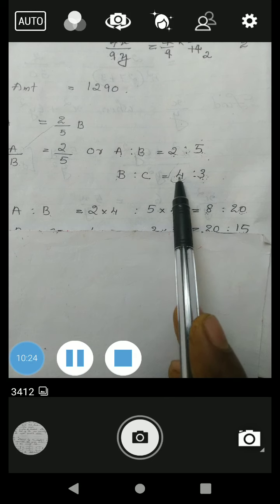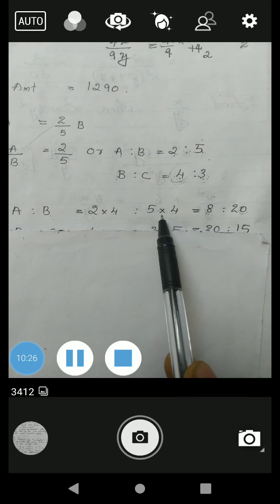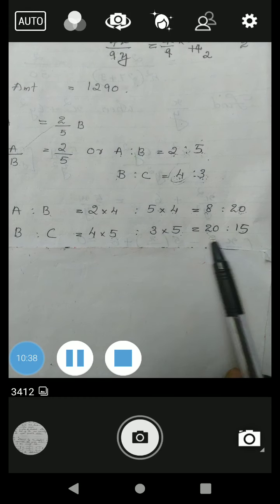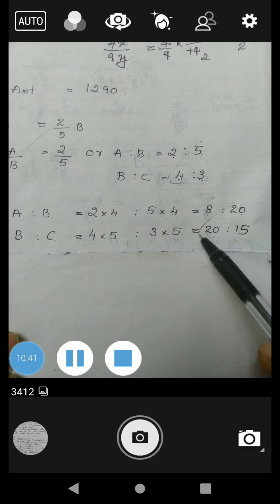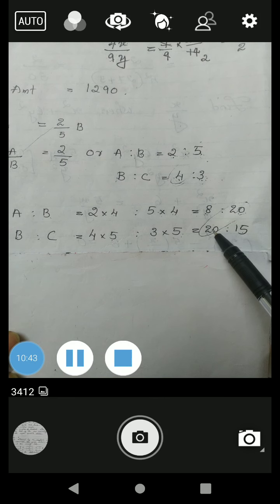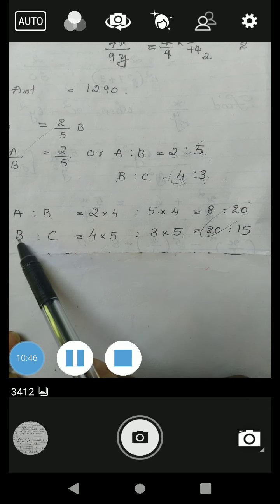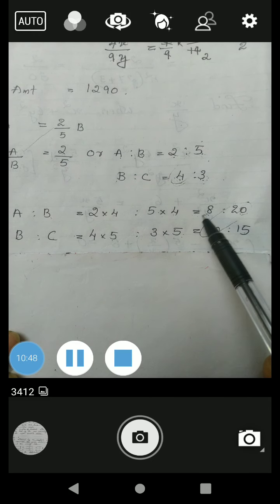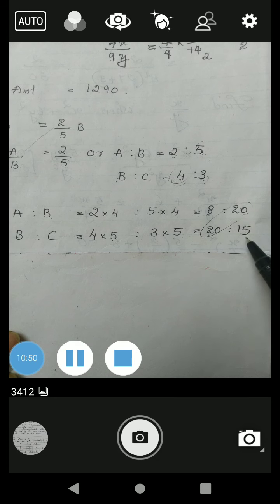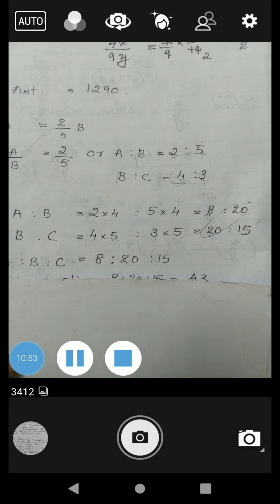So, A is to B equal to 2 into 4 is to 5 into 4, which is equal to 8 is to 20. And B is to C is 4 into 5 is to 3 into 5, which is equal to 20 is to 15. Now, these two say 20, 20. So, what is A is to B is to C? It is obviously 8 is to 20 is to 15. So, we can write this.